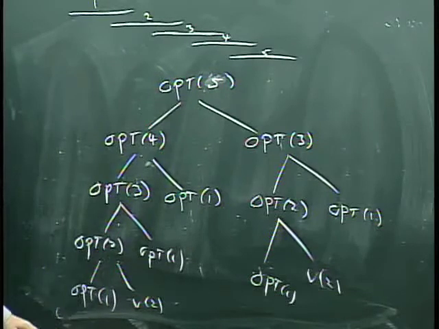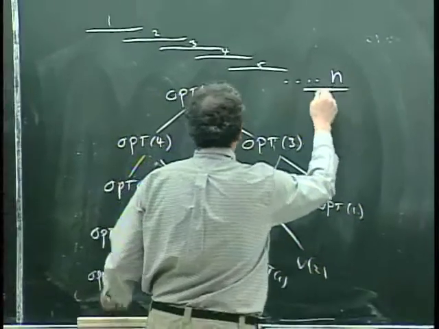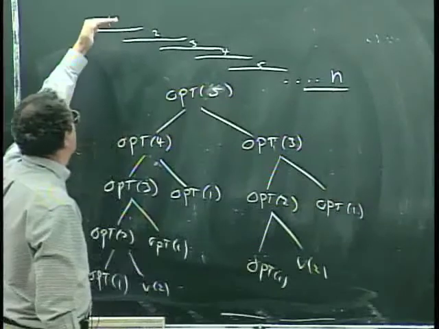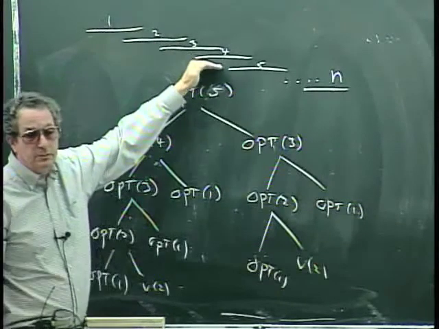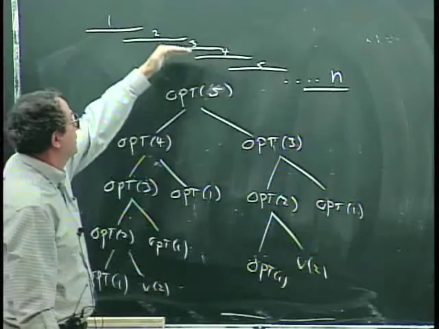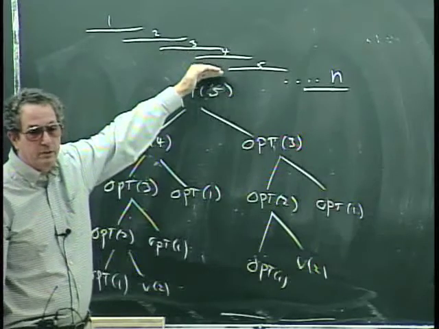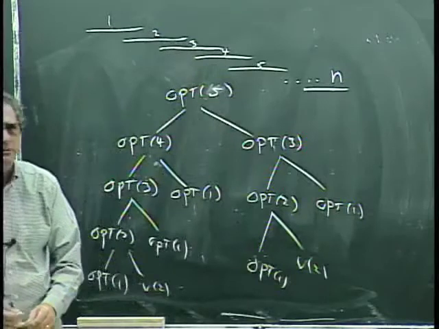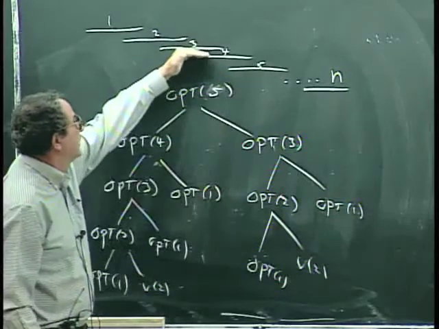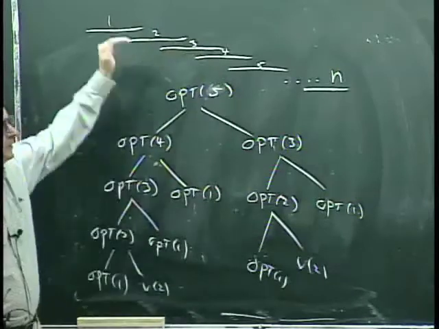Now, how many recursive calls is that? Well, in general, suppose we went out to n, and it's the example where each interval i overlaps i plus 1, but not i plus 2. So each interval is overlapped by the one before it and overlaps the one after it. So we have this little staircase, cascade.